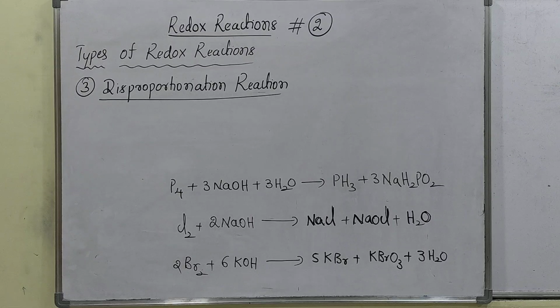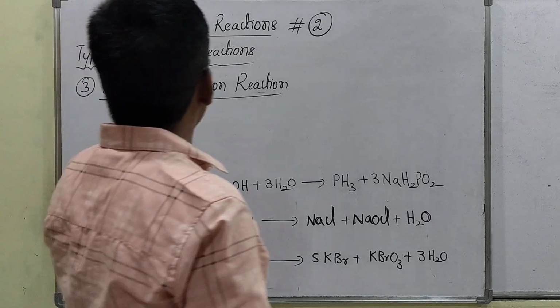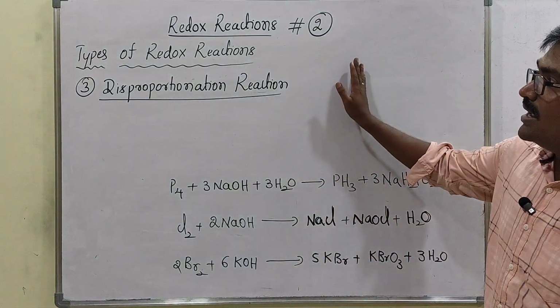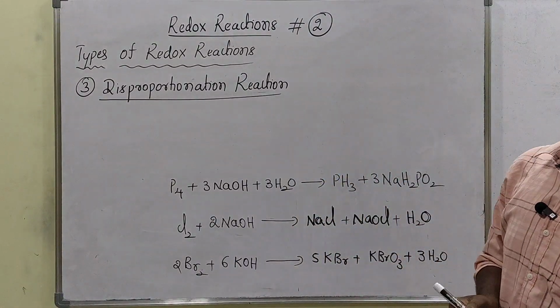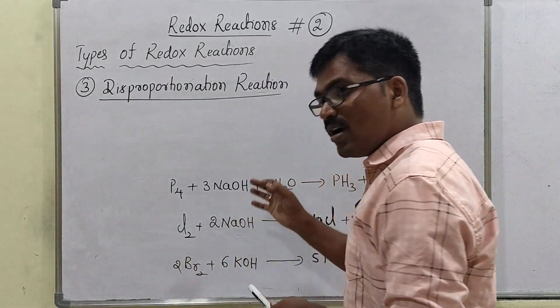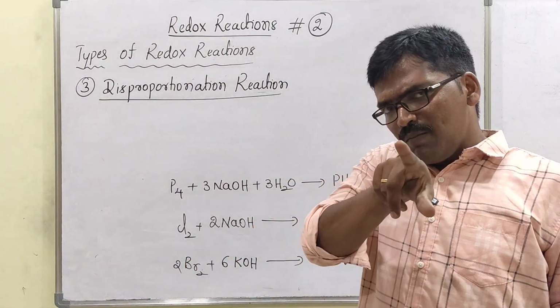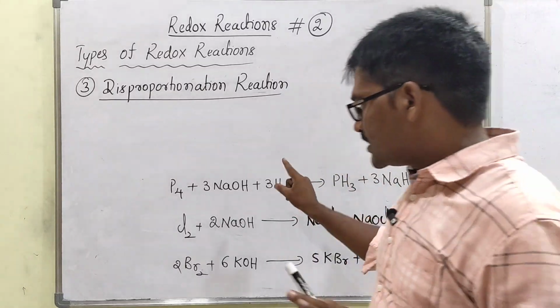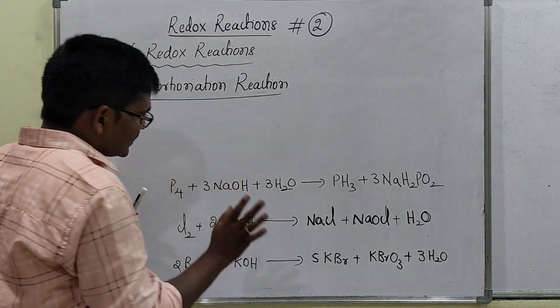Just look, all of you, my dear students, that is a disproportionation reaction. Third reaction, third redox reaction, it is the disproportionation reaction. Sir, what is the disproportionation reaction? The reaction in which the same element undergoes oxidation as well as reduction. For example, here there are three examples.